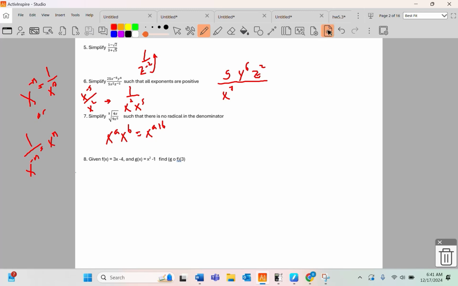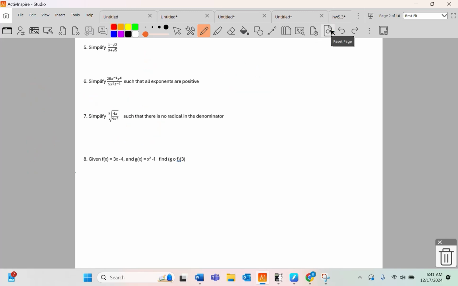7, the one you didn't like. Simplify that thing such there is no radical in the denominator. All right, so let me rewrite it down, and I'm going to break it apart while I'm at it. We have the cubic root of 4x over the cubic root of 9x squared. That's a cubic root. For those of you who still think it's a square root, there's a 3 there.